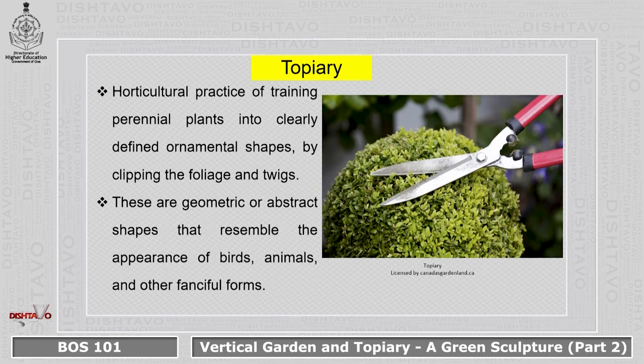Now, it is a horticultural practice of training perennial plants into clearly defined ornamental shapes, and this is done by clipping and pruning the foliage and the twigs. Also, directions are given to the twigs to go in a certain way so that you get different shapes. Normally, these are geometrical shapes, but there are also abstract shapes. Abstract in the sense that the shapes resemble the appearance of birds or animals or any other fanciful forms that we want to bring into the garden.